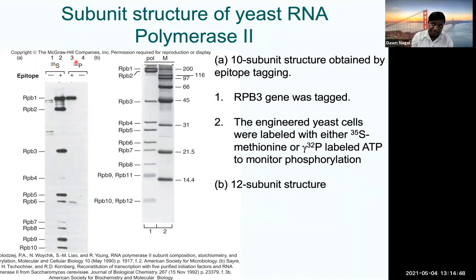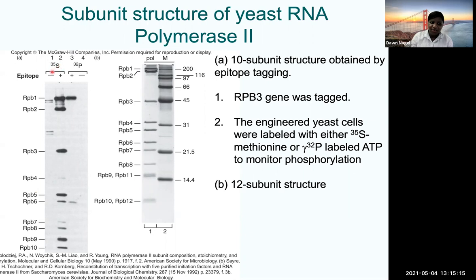used phosphorus 32. The reason they used phosphorus 32 is because polymerases get phosphorylated, and the phosphorylation is required for their function. Again, they knew this information, so that's why they added phosphorus 32 to determine which of the subunits are actually phosphorylated. Okay, so lanes 1 and 2, the minus means that there's no tag, right?